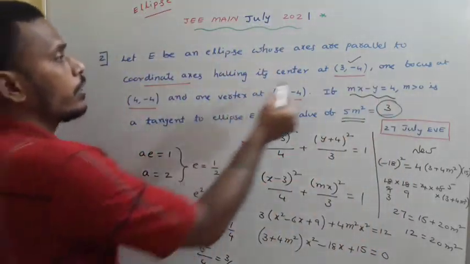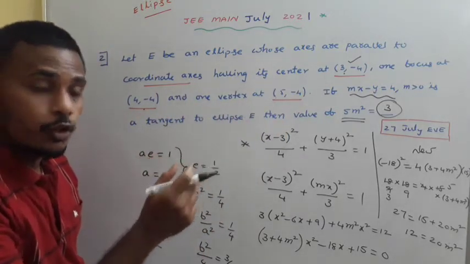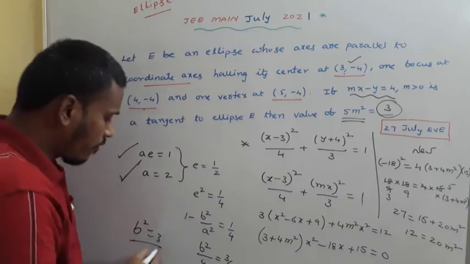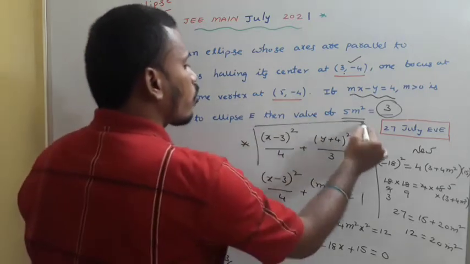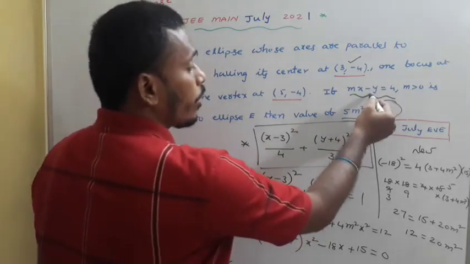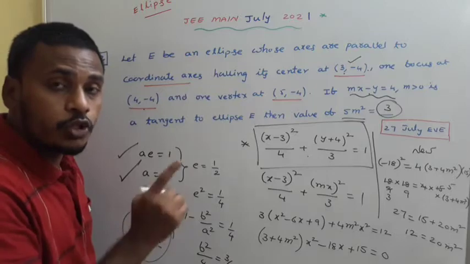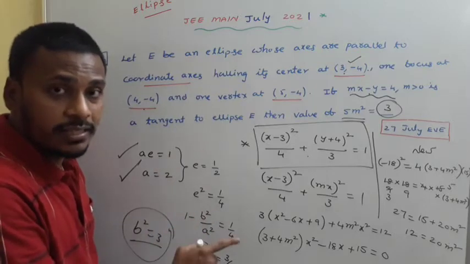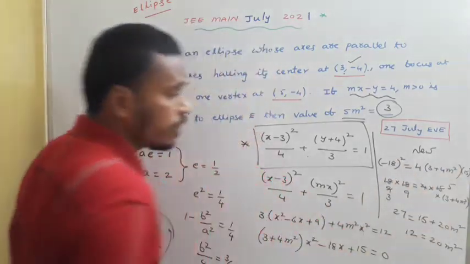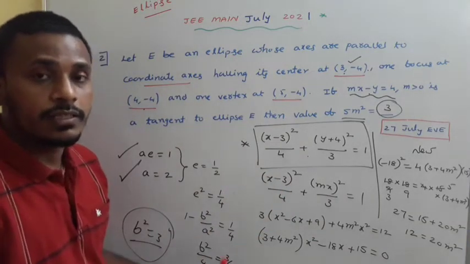First of all, using these three, the center, focus and vertex, observe the distances between them, mention ae and e, and find b. This is the equation of the ellipse. After that, since the line is a tangent, try to find the intersection points of this line and the ellipse. Since it's a tangent, for sure that quadratic has equal roots. So its discriminant, that means b^2 = 4ac. If you do, you will get 5m^2 as 3. Finally, that's the second problem.